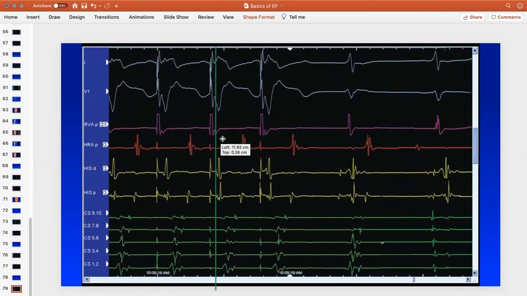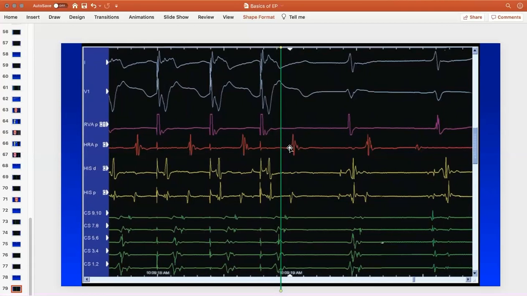What happens here? This happens again, this happens again. Okay, so this is your A. So what happens after? Here we have proven that we have an accessory pathway that conducts retrogradely from the V to the A. And it looks like a left lateral accessory pathway. So what happened to this A? What did this A do?